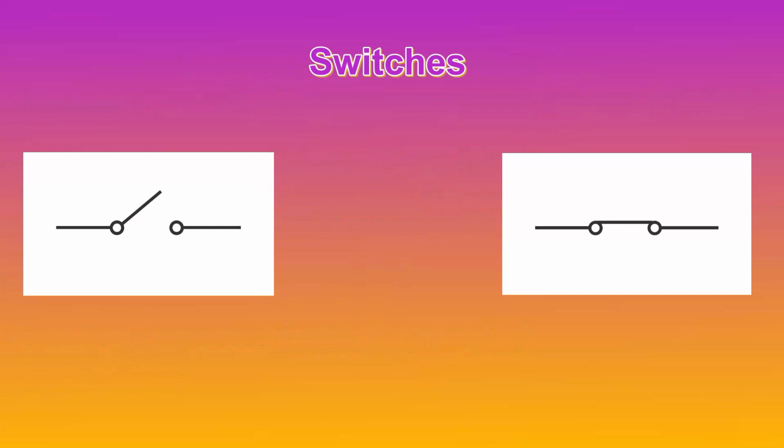Now moving on to switches, there are two states a switch could be in, open or closed. An open switch has the flappy thing up and it does not allow current to pass through it, and a closed switch has the flappy thing down when drawn, which allows current to pass through it.